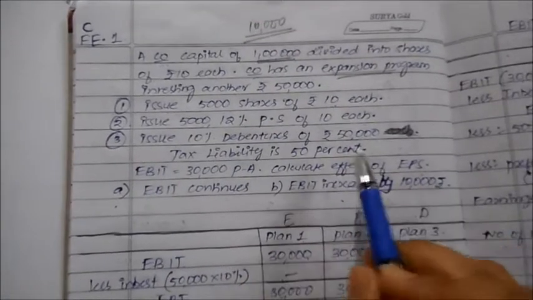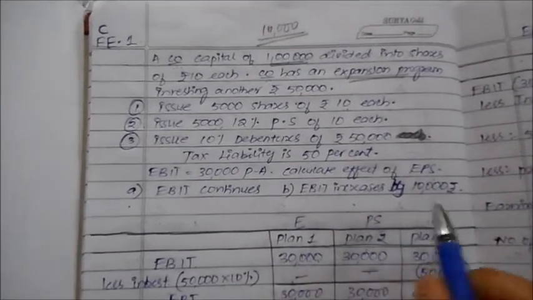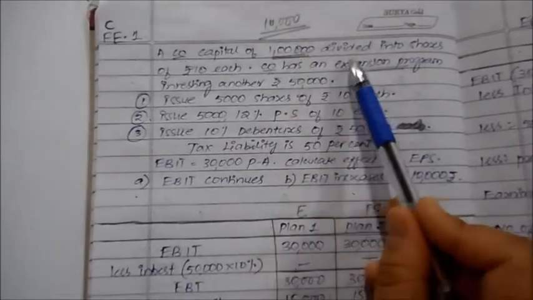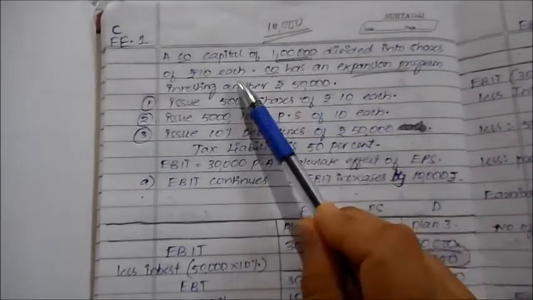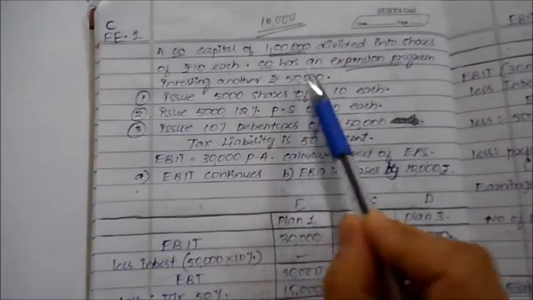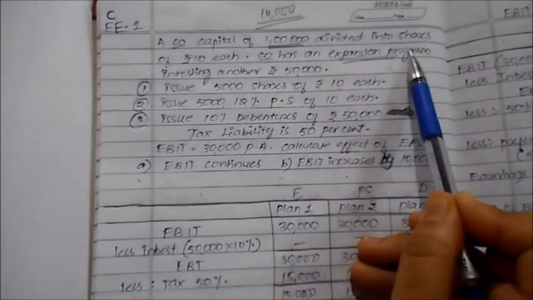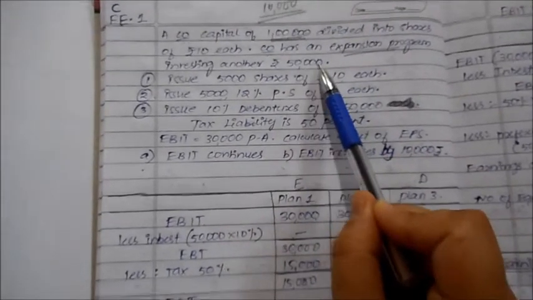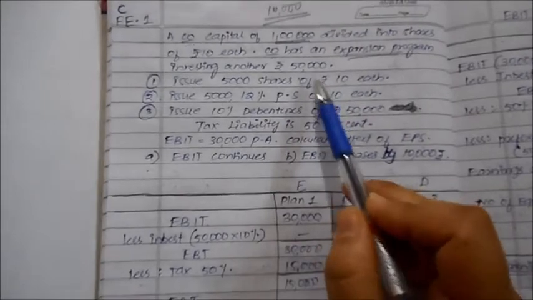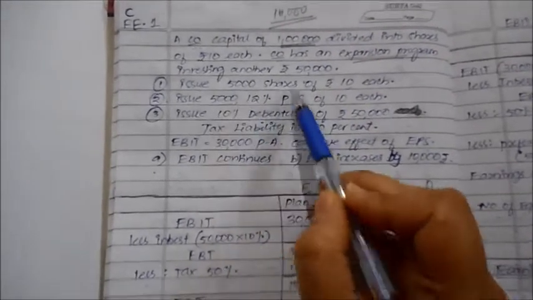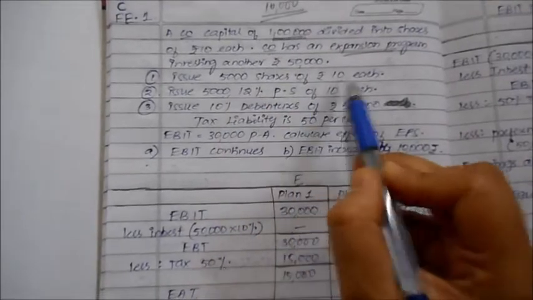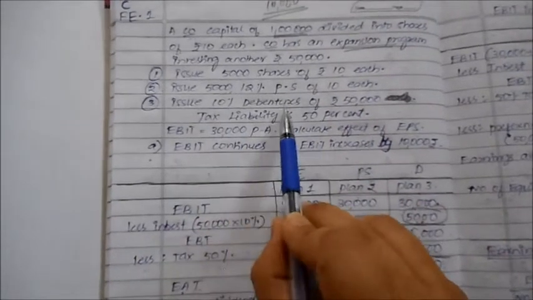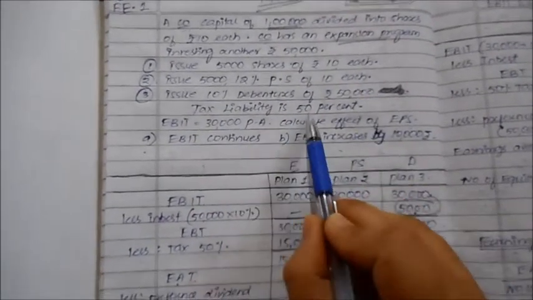So the next question is a very simple problem. It's only about how you show differences between two forms of EBIT. A company has share capital of rupees 1 lakh, divided into shares of 10 rupees each. This company wants to go for an expansion program of investing another 50,000. So 1 lakh is already there and another 50,000 they want to invest. The modes of raising it are: issuing 5,000 shares of 10 each, issuing 5,000 12% preference shares of 10 each, or issuing 10% debentures of 50,000. Tax liability is 50%.